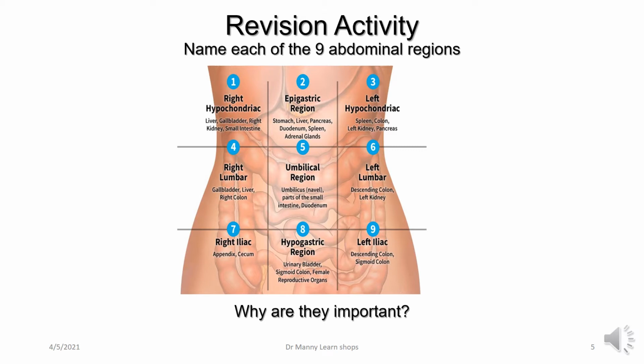The umbilical region, parts of the small intestine. The right iliac region, the appendix and cecum. Left iliac, descending colon, sigmoid colon. The hypogastric region, the urinary bladder, sigmoid colon, and ovaries.